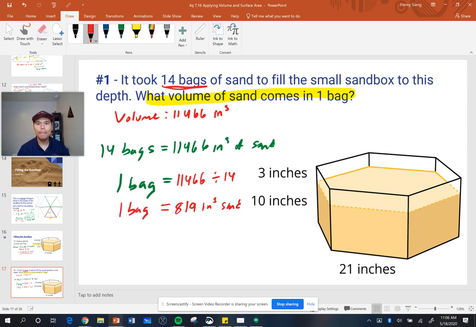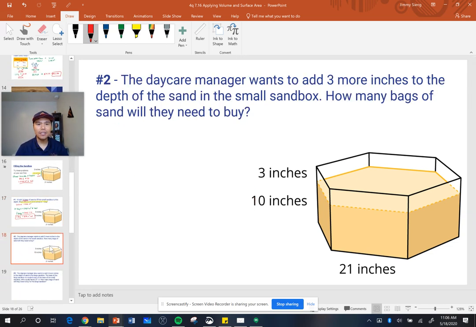All right. So what volume of sand comes in one bag? That will be this right here, 819 inches cubed. So if it's 819 inches cubed, here we're going to have the daycare manager wants to add 3 more inches to the depth of the sand in the small sandbox. So it looks like he wants to fill it up. So now he's filling up that extra 3 inches. How many bags of sand will they need to buy?